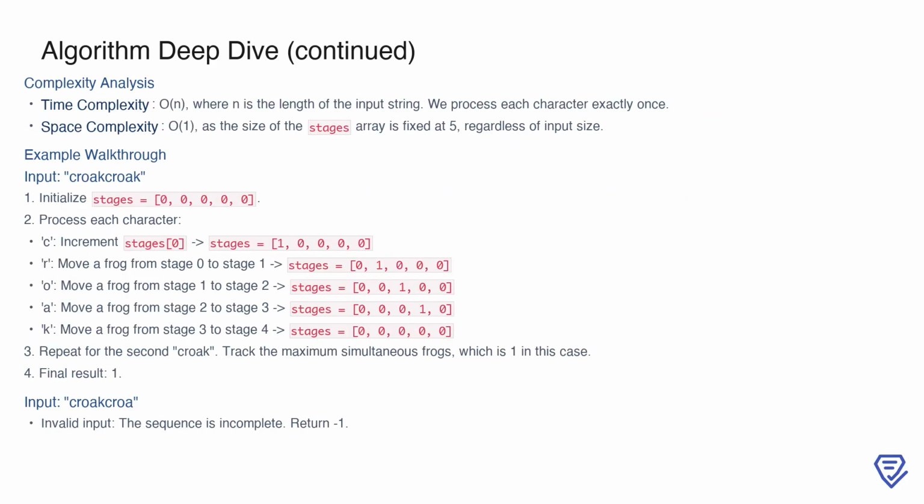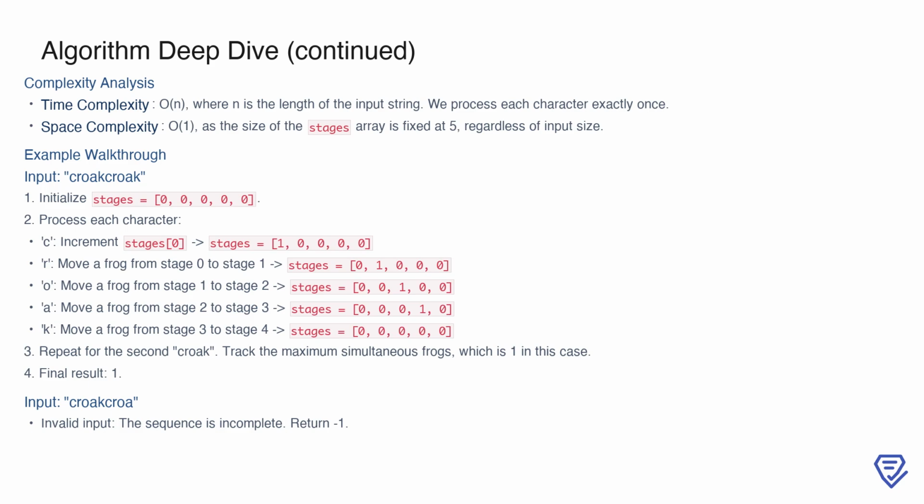The algorithm's complexity is efficient, with a time complexity of O(n), where n is the length of the input string. This is because we process each character exactly once. The space complexity is O(1), as the stages array has a fixed size of 5, regardless of the input size. Let's walk through an example to clarify.